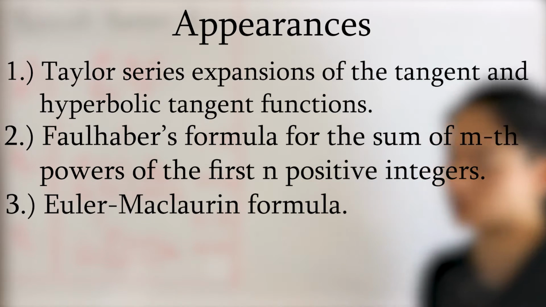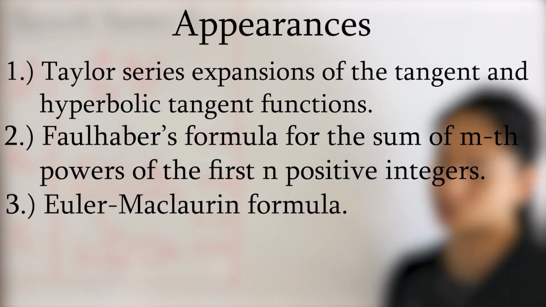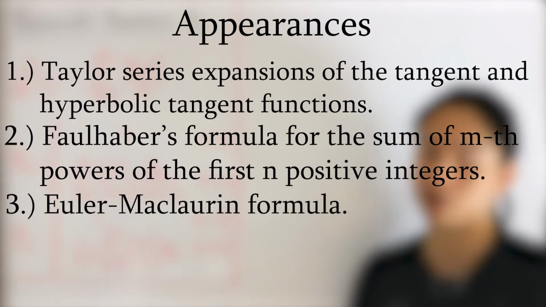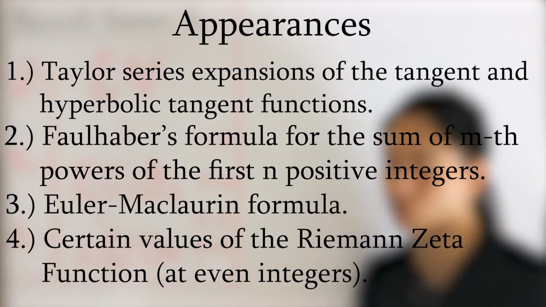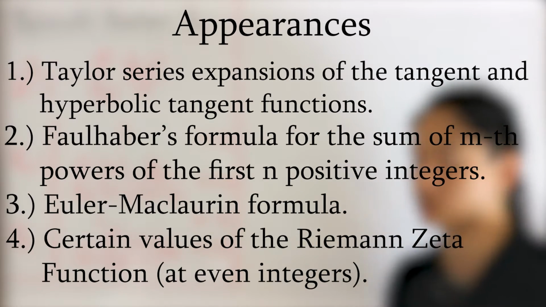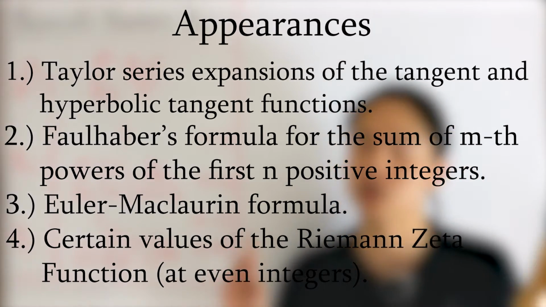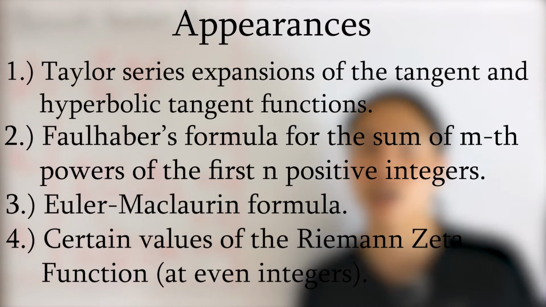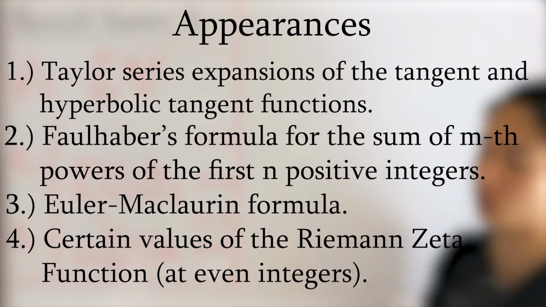It also appears in the Euler-Maclaurin formula, which is basically a formula for the difference between an integral and a closely related sum, and of course it appears in certain values of the Riemann zeta function, which we will prove in today's video. That is going to be one of our proofs. It's the Riemann zeta function at the even integers where it utilizes the Bernoulli numbers.